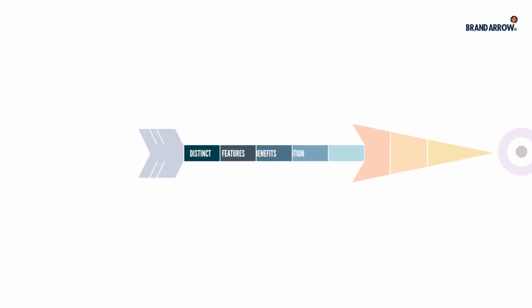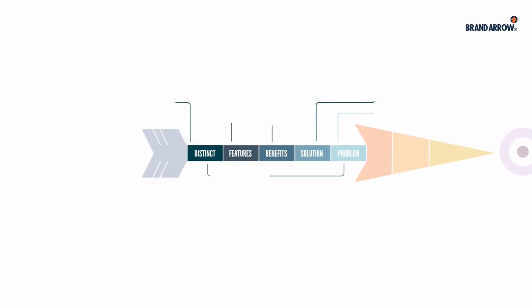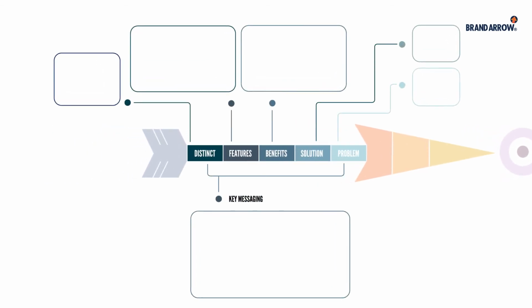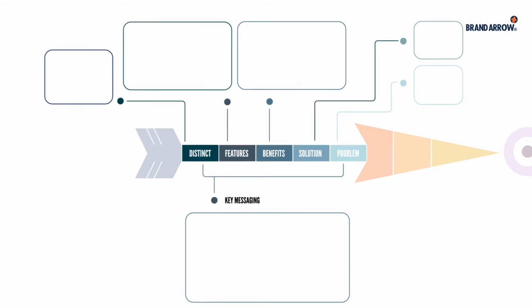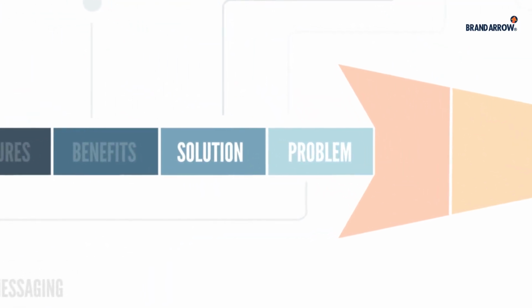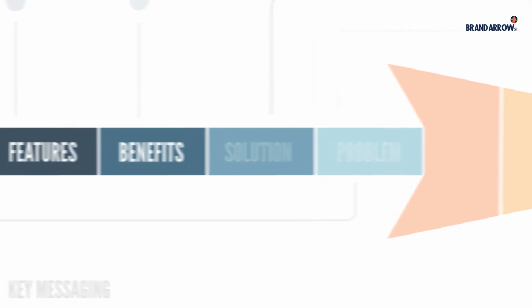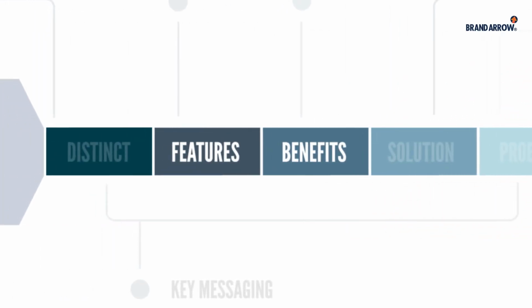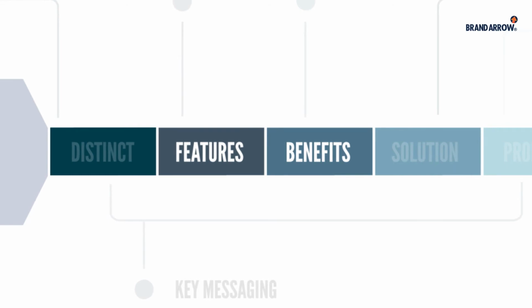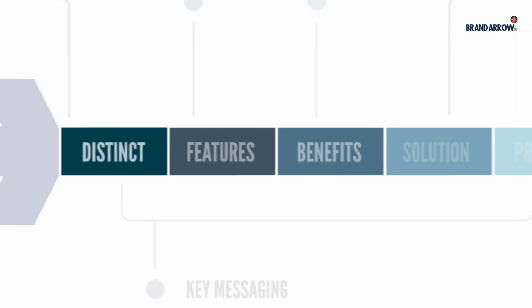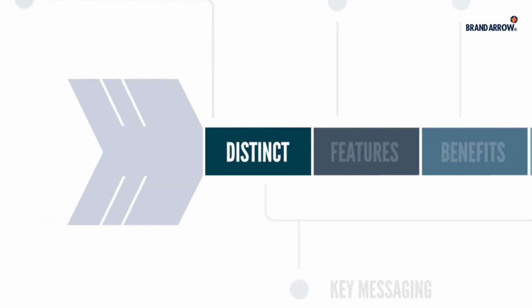Let's now move to the stem of the arrow, which contains the elements that will make up the brand's key messaging. First up, two simple questions. What's the customer problem and how do we solve it? Once done, we move along the stem of the arrow and define the 5 key benefits of the brand and its 5 key features. The final element of the messaging content is to ask the question, what makes our brand different or distinct from others doing similar things?